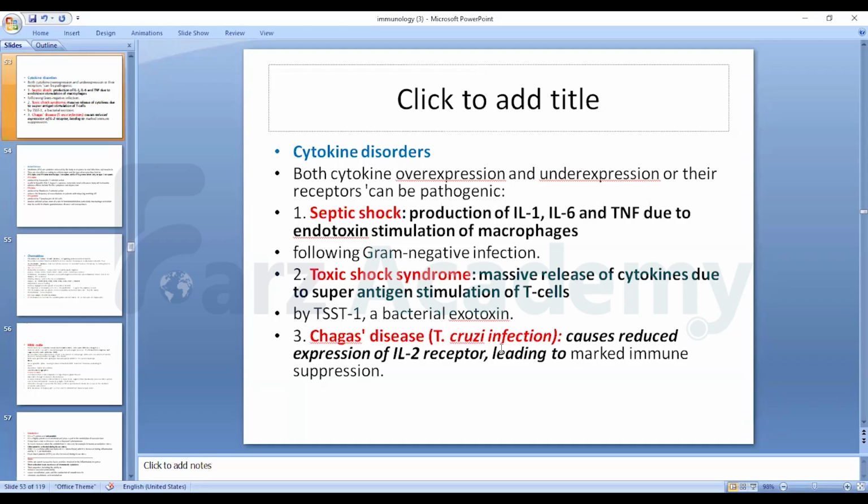In Chagas disease, Trypanosoma cruzi infection causes marked reduced expression of interleukin 2 receptors, leading to marked immune suppression.